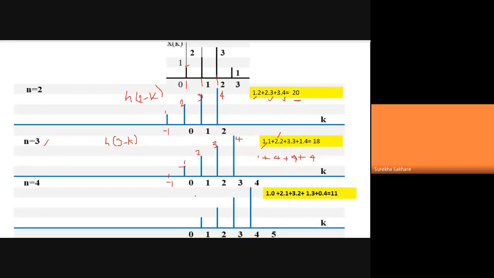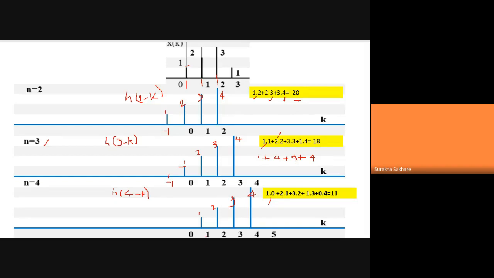Then you have n equal to 4 now. Again, h of 4. Okay. Now just keep in mind that again now it has shifted to this. Now at the 0 there is no sample. I have a sample at 1, 2, 3, 4. So I have no sample here at h, but 1 is there. 2 is there with this 1, 1, 2, 3 and 4.